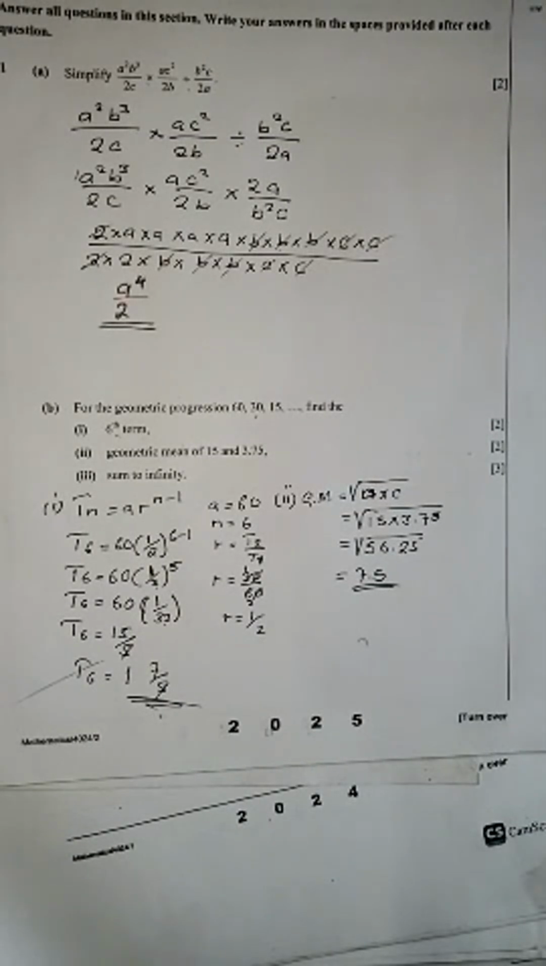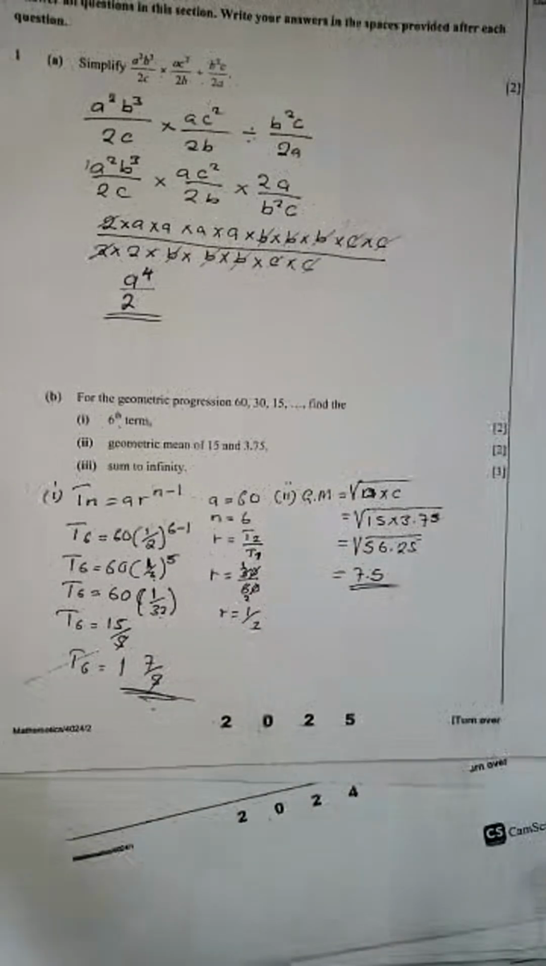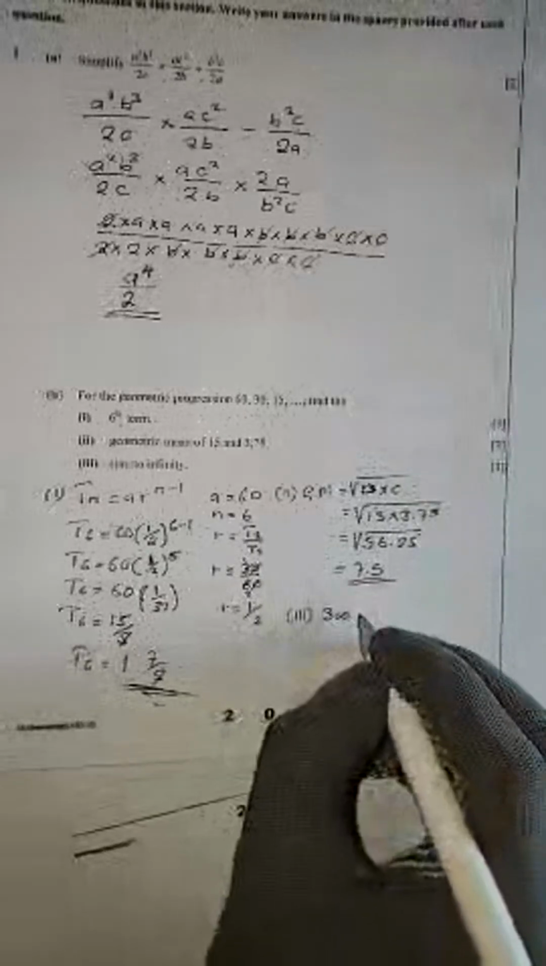All right, is it still clear on your end? Now, the last question here is saying sum to infinity. This is very simple. The sum to infinity is given by S, with this symbol for infinity, equals the first term over 1 minus the common ratio. It is as simple as this.